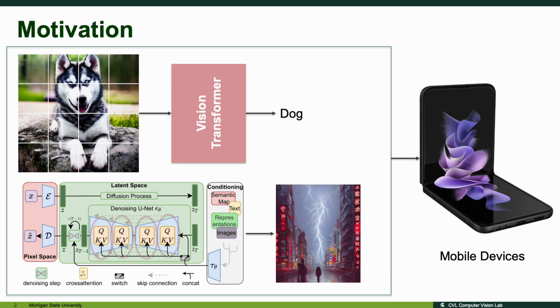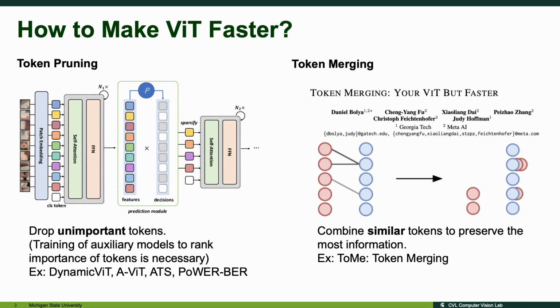This paper focuses on accelerating vision transformers, which have become a prevalent backbone in image-related tasks like classification and image generation. As the application of vision transformers expands to mobile devices, the demand for their faster performance becomes increasingly important. Our approach to speeding up vision transformers revolves around reducing the number of tokens in the model. There are two main methodologies for doing so.